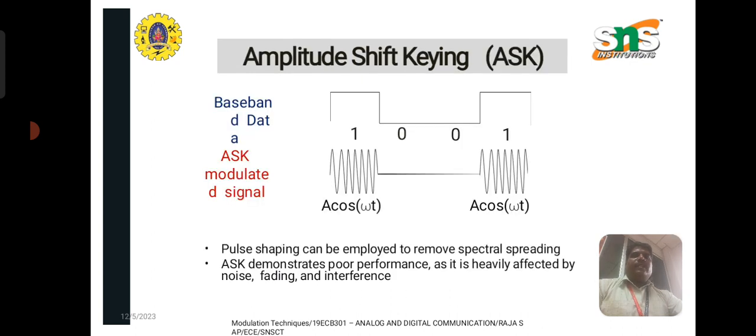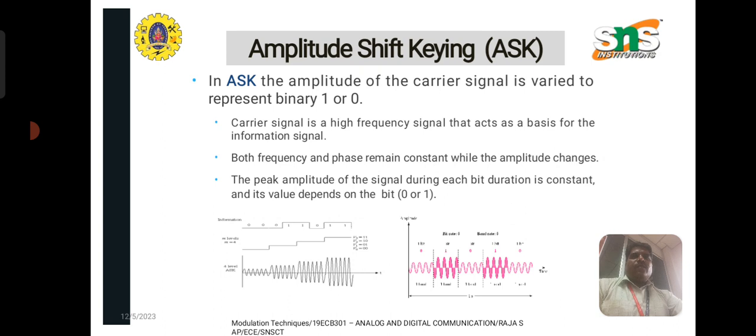Now we will see individually what is meant by ASK. If you see this figure, the baseband data is represented as 1001. Simultaneously, if you see the ASK modulated signal, whenever 1 comes the signal is available, whenever 0 comes the signal is not available. So this is the brief explanation about ASK.